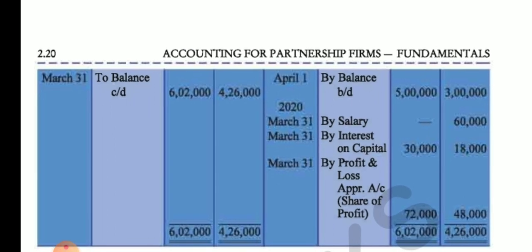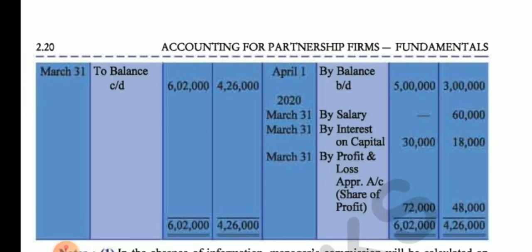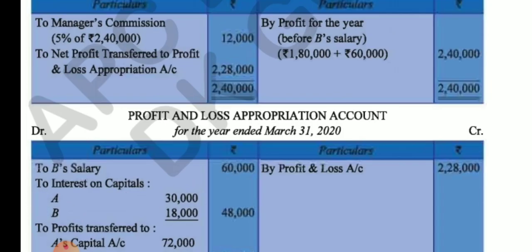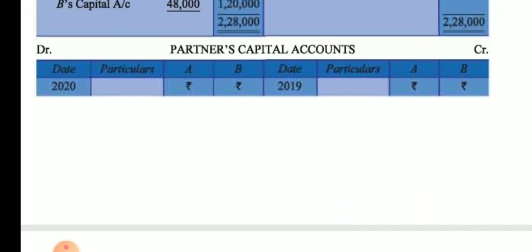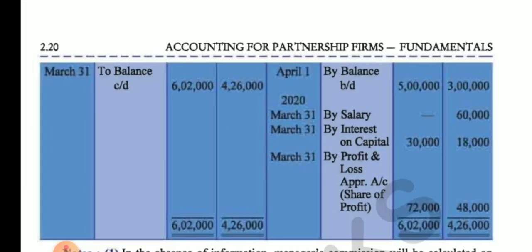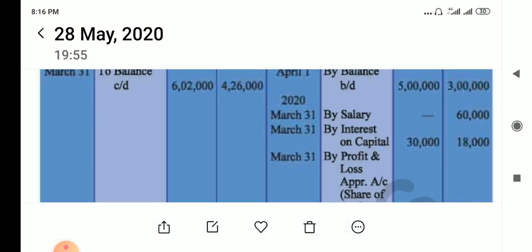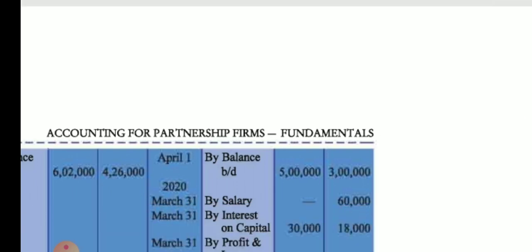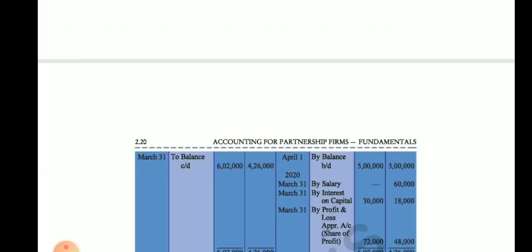In this way we show manager commission, and after showing the manager commission we solve this question. Make first the P&L account for the manager commission, then the P&L appropriation account, then the capital account. Okay, clear? After this we are going to see one more question.